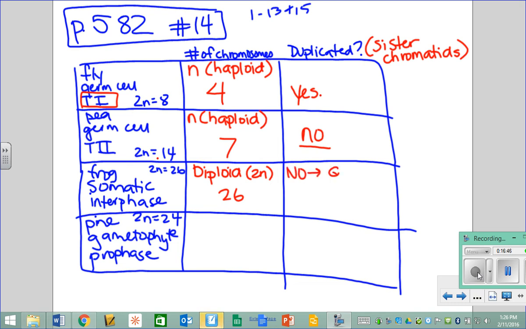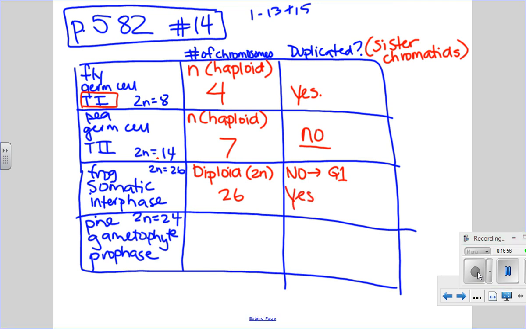If you said no, you would be right if the cell was in G1 of interphase, because chromosomes have not yet been replicated. You would be correct to say yes if the cell was in S or G2, because now the chromosomes are being replicated or have been replicated. So a duplicated chromosome does not count as an extra one in the number. It's just a copy. We are only counting how many different chromosomes we have. We're never counting the identical copies as part of the number of chromosomes that there are.